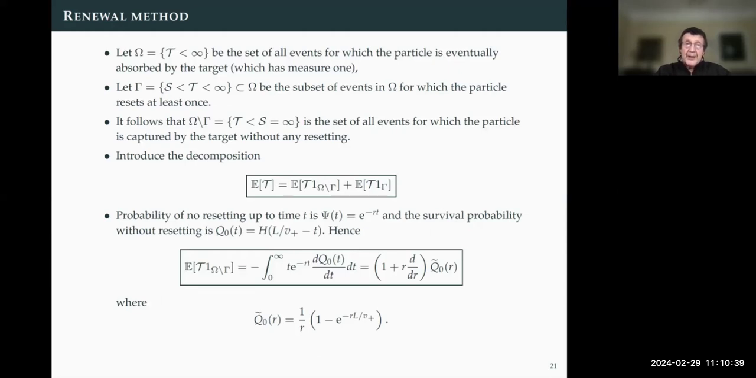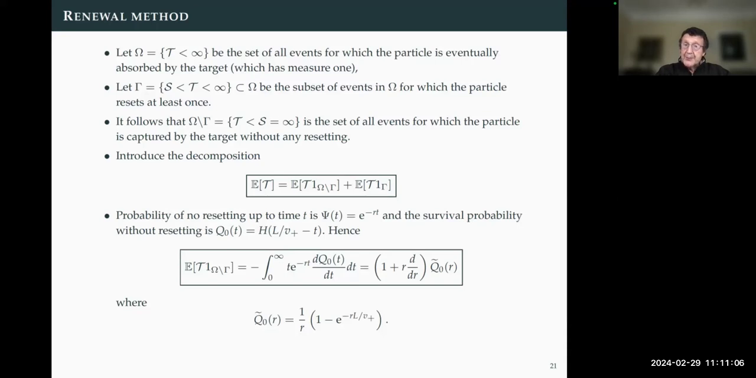Let omega be the set of all events for which the particle is eventually absorbed, which in this case has measure 1. But remember, if p was less than 1, there's a probability that I fail to find the target. So it isn't always measure 1. Let gamma be the subset of events in which I find the target, but I reset at least once. And then, of course, the complement of that is the set of all events where I find the target without any resetting.